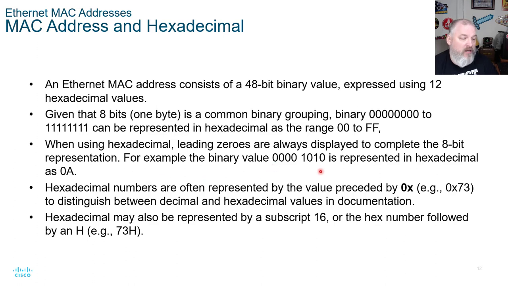Hexadecimal numbers are often represented by the value preceded by 0x, so 0x73. That's to distinguish between decimal and hexadecimal values in documentation. So if you see a 0x73, you know that that's what they're doing there. That's to tell the difference. Hexadecimal may also be represented by a subscript 16 or the hex number followed by an H, or 73H. You might see it written that way as well.